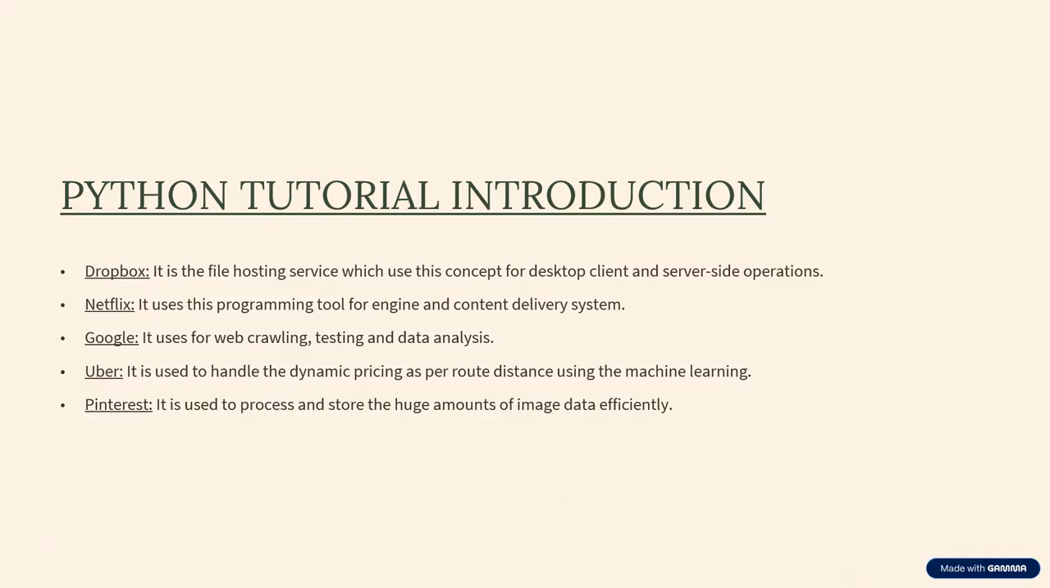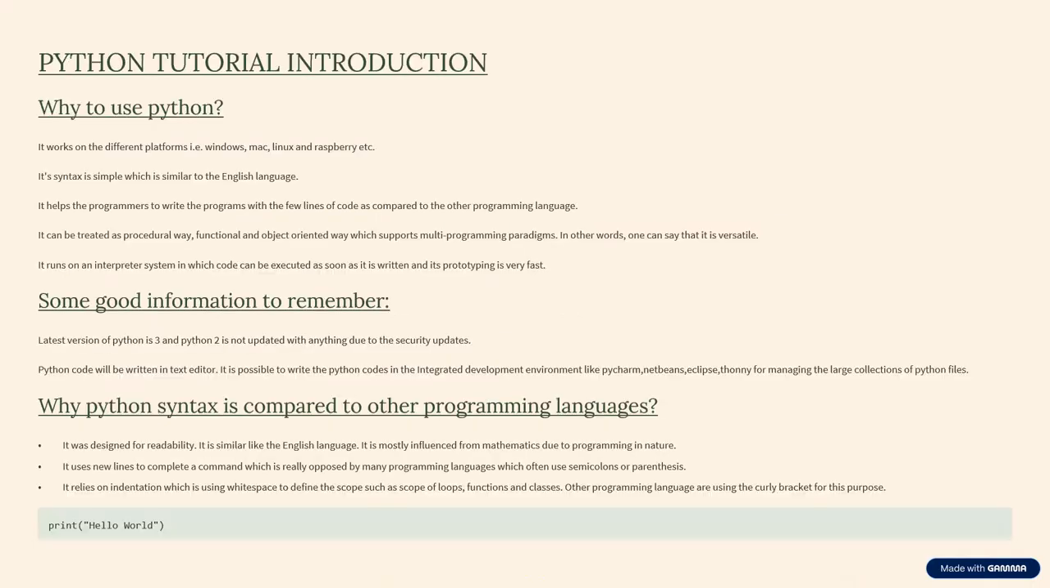Where a large amount of data must be processed efficiently, Python is used. Okay, so when to use Python? It works on different platforms like Windows, Mac, and Linux as well. The syntax is simple and similar to the English language. It helps the programmer write a program with fewer lines of code compared to other programming languages. It can be treated as procedural, functional, and object-oriented, which supports multiple programming paradigms.